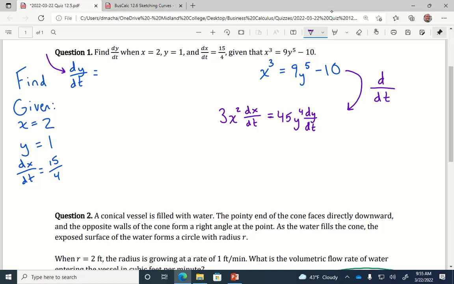But anyways, x is equal to 2, and so plug that in, and I have 3 times 2 squared times dx/dt, which is 15/4, equals 45 times y to the fourth, but y is 1, so that's 1 to the fourth power times dy/dt.